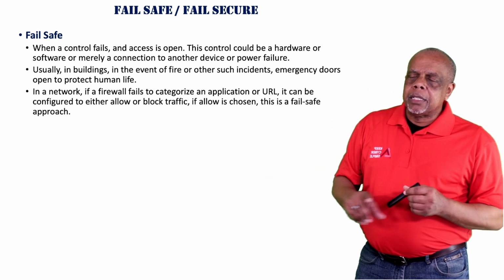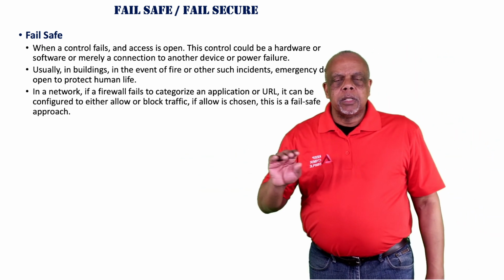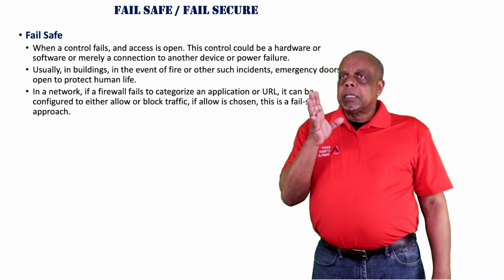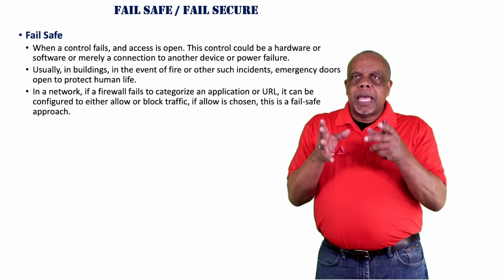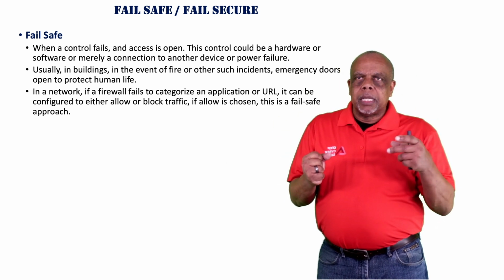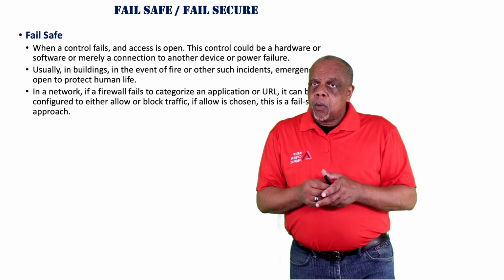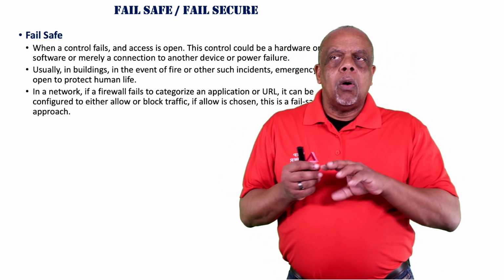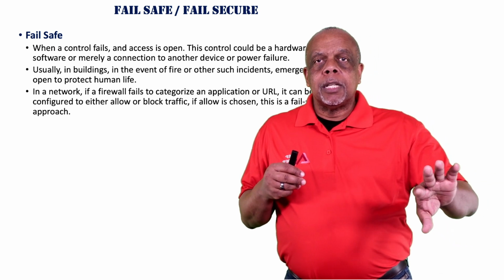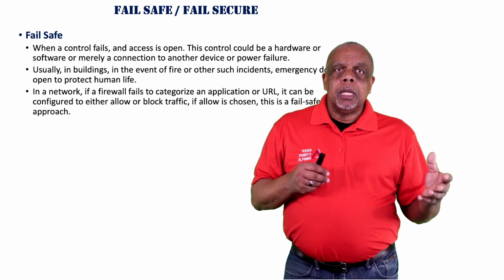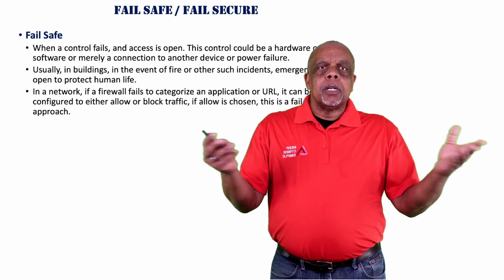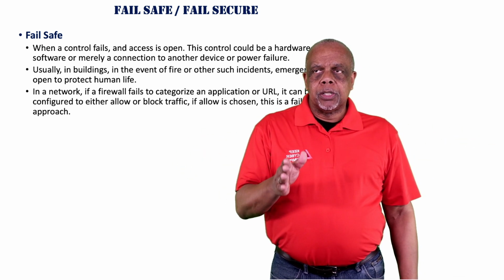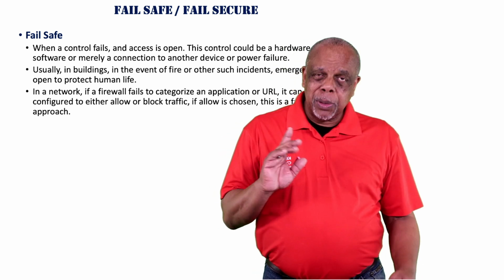Let's just use another example from a network perspective. So let's say you're on a network, you have a firewall, okay? And this firewall is not able to categorize an application or a website. What a firewall does, you've set it up, you want to configure it so it's either going to allow traffic or block traffic. If this firewall is set up in a fail-safe mode, then it says, I don't recognize it, so I'm going to open it up and let you have access. So it failed in a safe condition. That's a fail-safe approach.